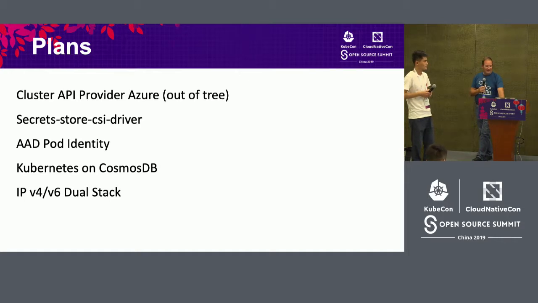And finally, a lot of our customers are running out of IPv4 address space, but they also can't completely move all of their services into IPv6. And so there's a need to enable Kubernetes to support both IPv4 and IPv6.